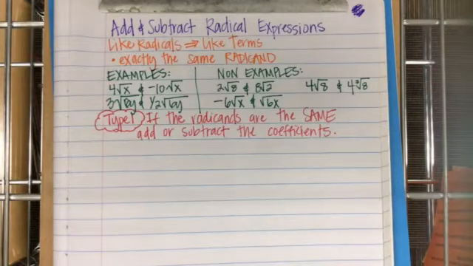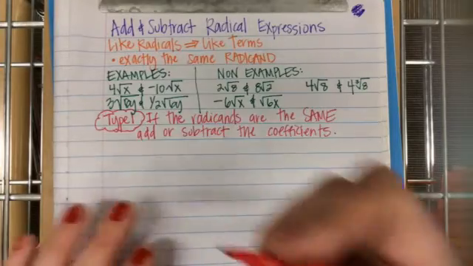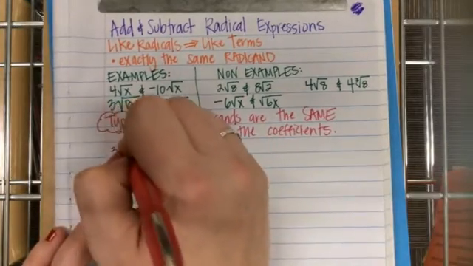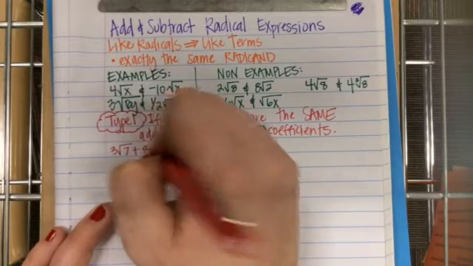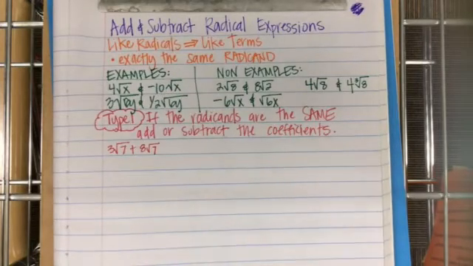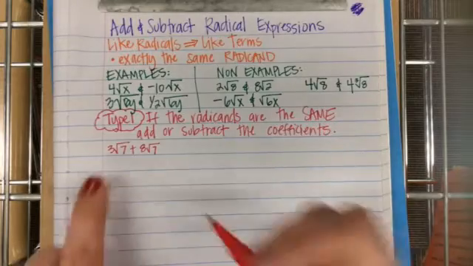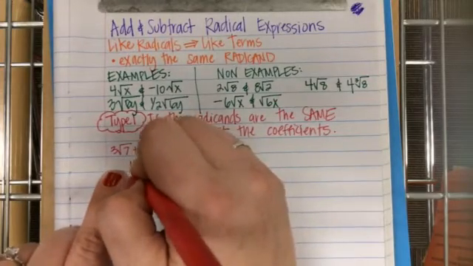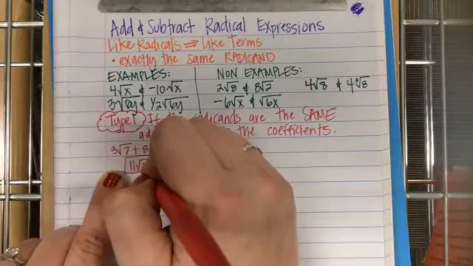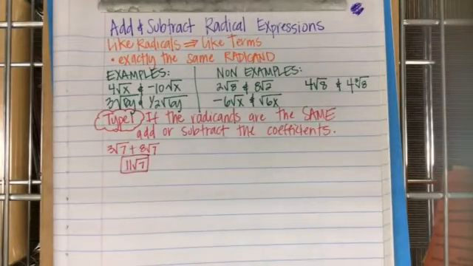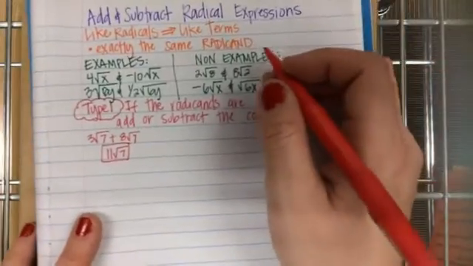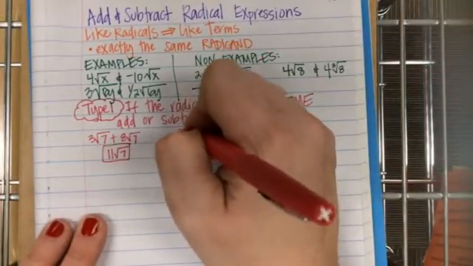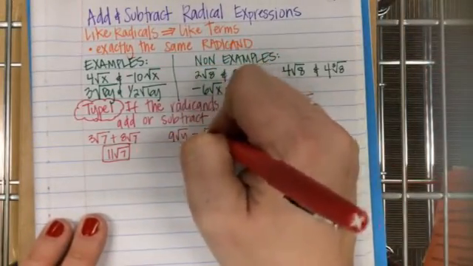So let's practice a little bit. 3 radical 7 plus 8 radical 7. Are the radicands the same? Sure are. So 3 plus 8 is 11 radical 7, and you're done. Try a little bit harder. So 9 radical y minus radical y.